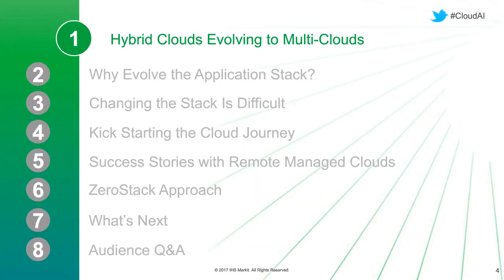Well, thank you, Alan, and I'd like to welcome the audience today, and looking forward to our discussion. We are going to start off by looking a little bit at what the journey is for enterprises to move to the multi-cloud, potentially starting with hybrid clouds from on-premise data centers. And then we're going to talk a little bit about why we need to evolve the application stack, moving from the monolithic applications to something better. And then we're going to talk a little bit about why changing the stack could be difficult. What are some of the barriers that need to be overcome?